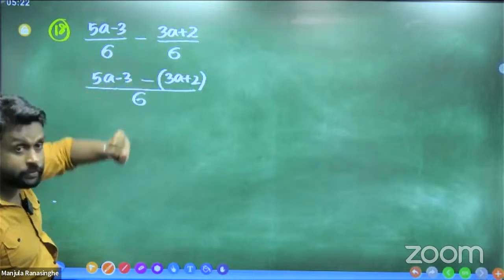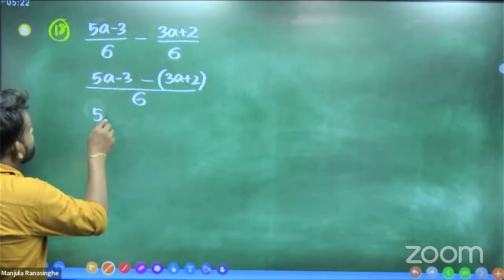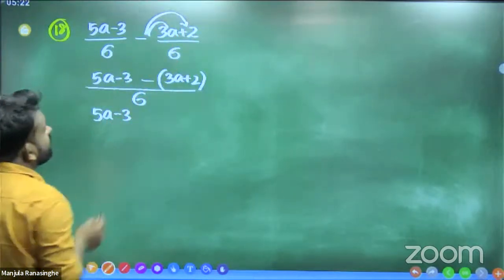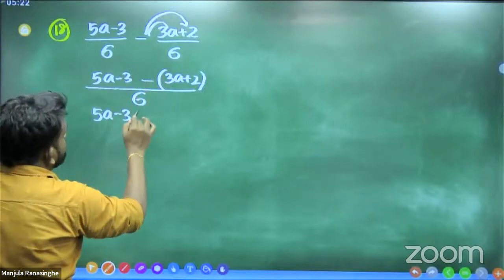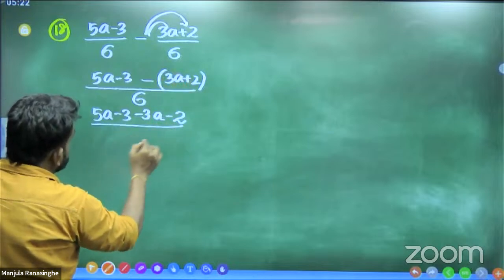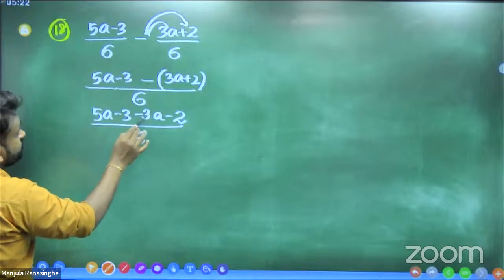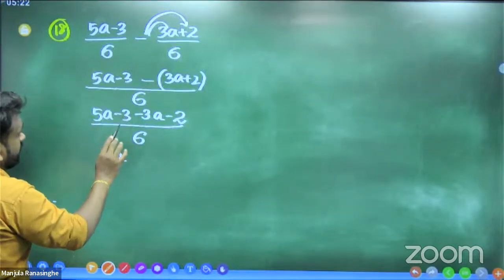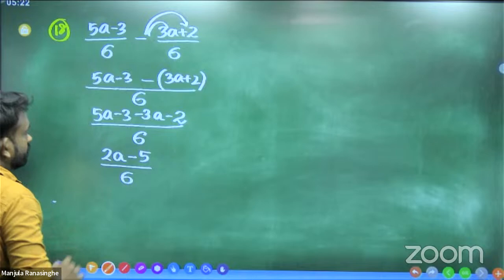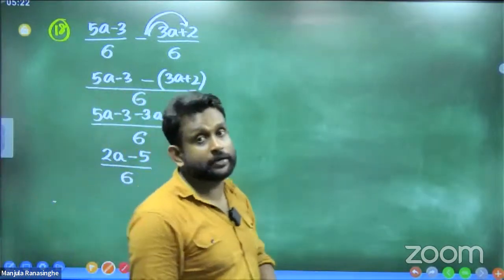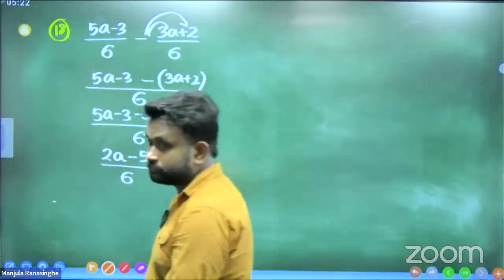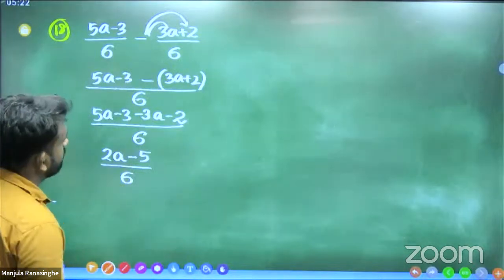Okay, then better keep a bracket. Now remove the bracket with the minus sign, so the minus sign is to be multiplied by both the terms. That is to be remembered. Then minus into 3a is minus 3a, then minus into plus 2 is minus 2, upon 6. Now check: 5a minus 3a means 2a. Minus 3 minus 2 means minus 5 upon 6. So the final answer becomes 2a minus 5 upon 6. Okay, mark that one.